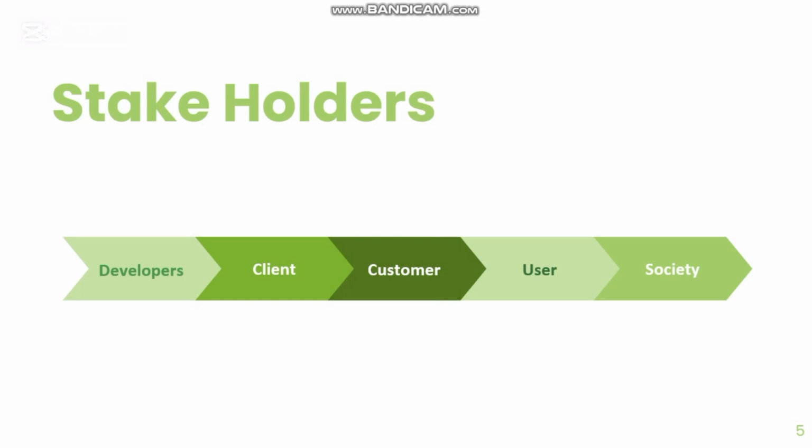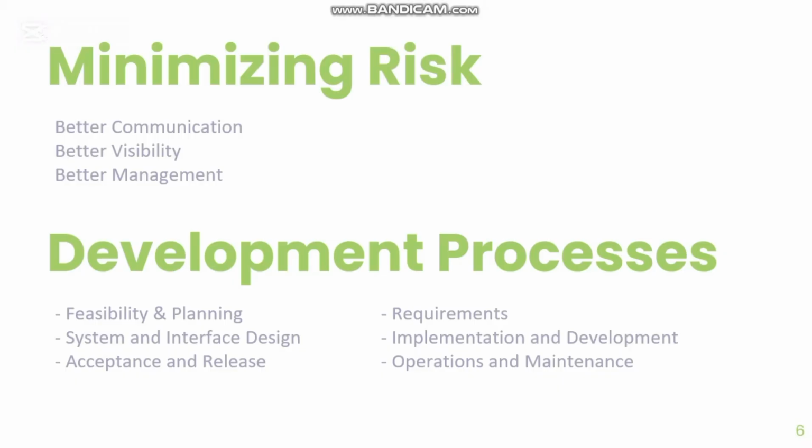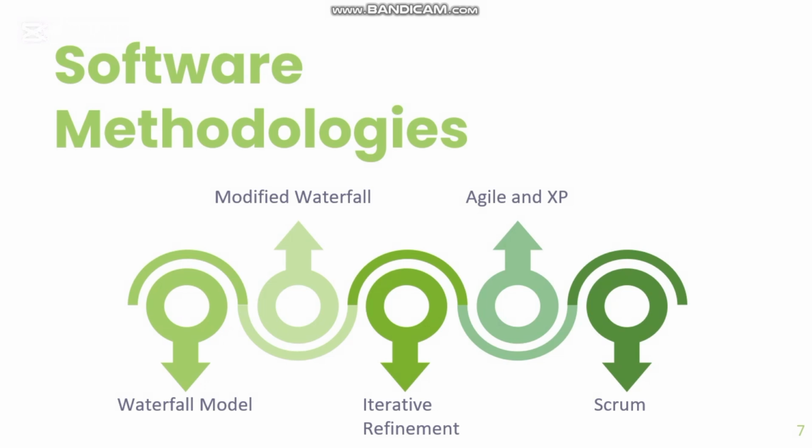These are the stakeholders that I discussed, and they include the developers, client, customer, user, and society. The development processes include planning, requirements, system and interface design, implementation and development, then acceptance and release, and then maintenance. For software methodologies, we have the waterfall model, and then the modified waterfall model. After that, we have iterative refinement. Then we have agile, which is a lightweight methodology, and then we have scrum.